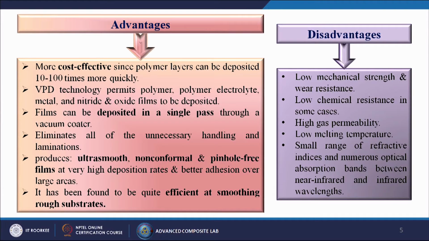What are the advantages? It is more cost effective since polymer layers can be deposited 10 to 100 times more quickly. VPD technology permits polymer, polymer electrolyte, metal, nitride and oxide films to be deposited. Films can be deposited in a single pass through a vacuum coater, which eliminates all the necessary handling and lamination, and processes ultra smooth, non-conformal, pinhole free films at very high deposition rates with better adhesion over large areas. It has been found to be quite efficient at smoothing rough surfaces.